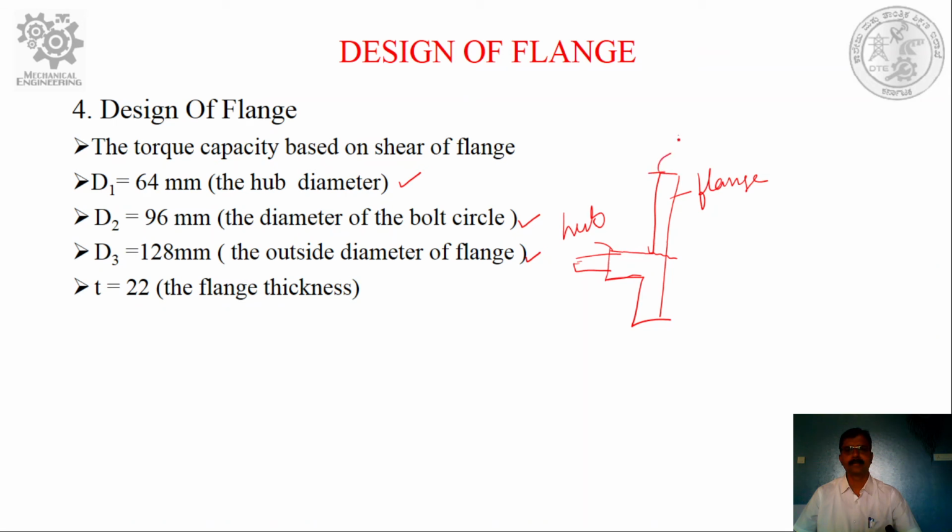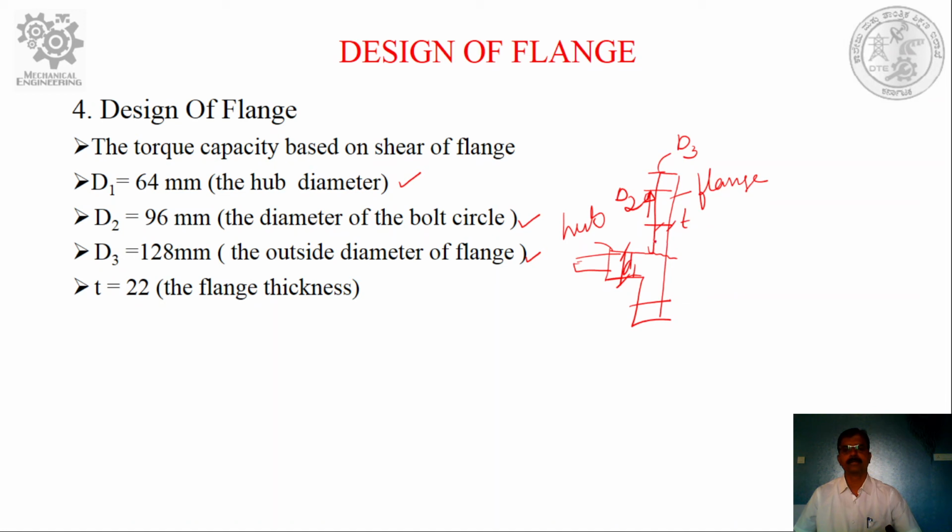This is D3, and D2 is the bolt circle diameter. Here we are going to put the bolts. D2 here, and this is the hub diameter D1 here. It may fail at this junction. Now this is the thickness of the flange here, T.